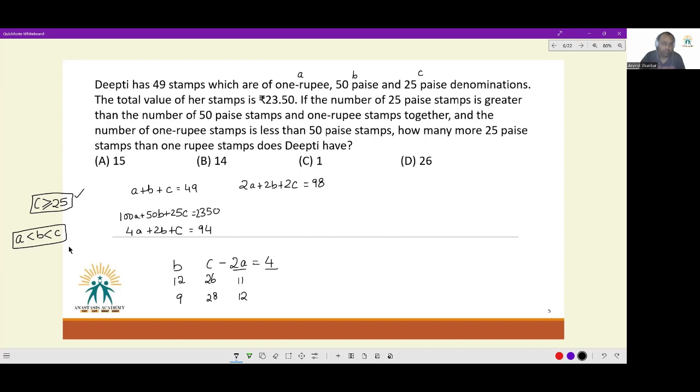The problem with this is, remember, A had to be less than B. Here, B is less than A. This is an unacceptable case, or any case created after this is going to be bad. So this is the only case that works.